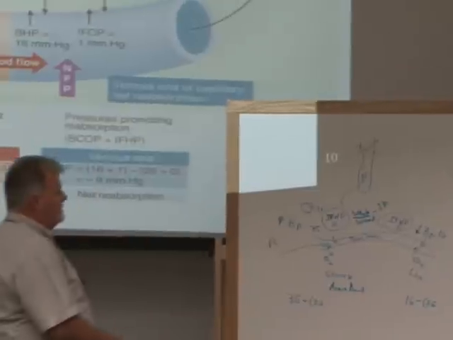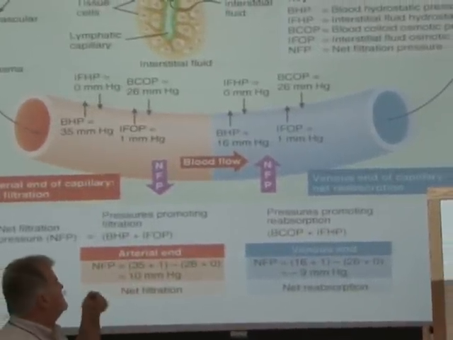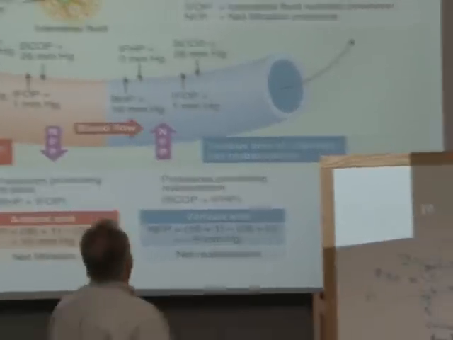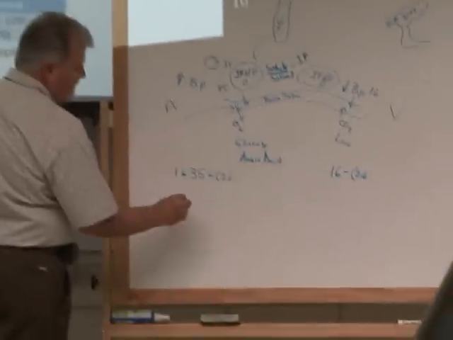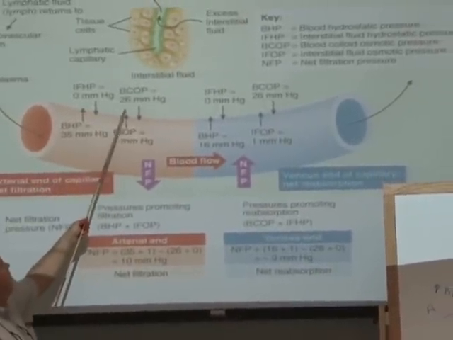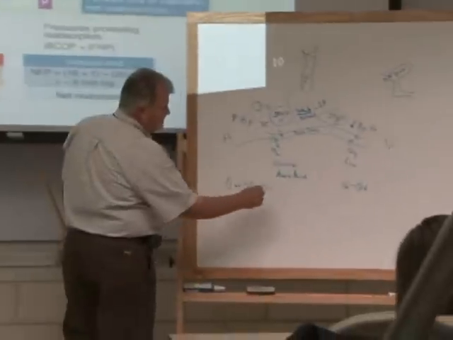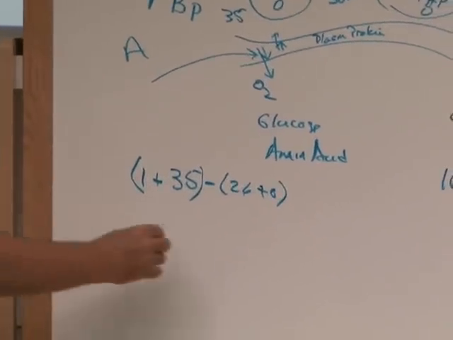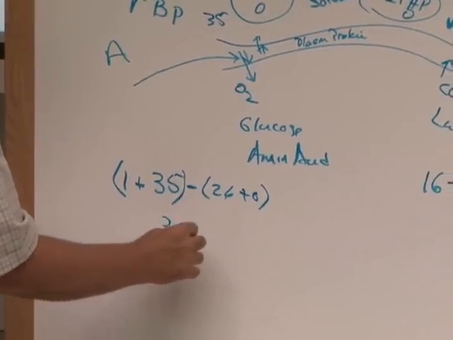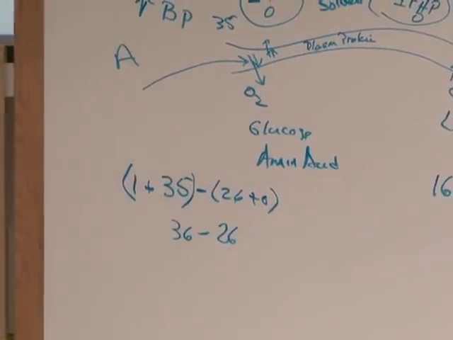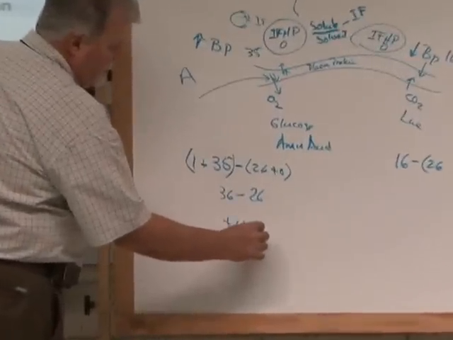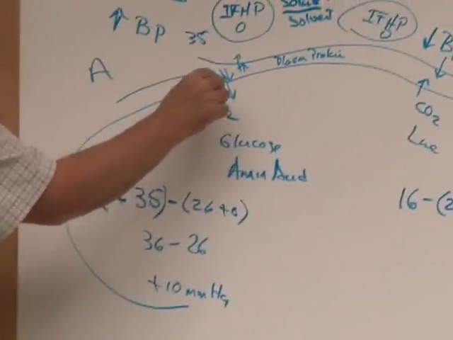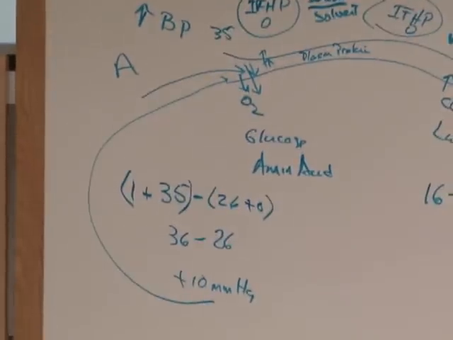So what it comes down to is that we take the two arrows that are pointing outward, so we would add 1, which is an arrow going out, and 35, so we can do 1 plus 35 on this side of the equation. And then we look at the two arrows pointing inward, which would be BCOP at 26, and then interstitial fluid hydrostatic pressure, which is normally 0, on this side of the equation. So what you end up with is a positive pressure of 36 and a negative pressure of 26. And so we end up with a positive pressure of 10 millimeters of mercury. And this is the pressure that drives the fluid out of the capillary and creates bulk flow for us.